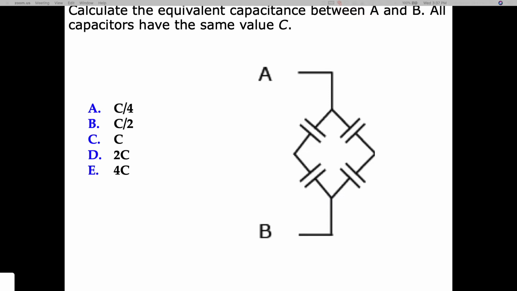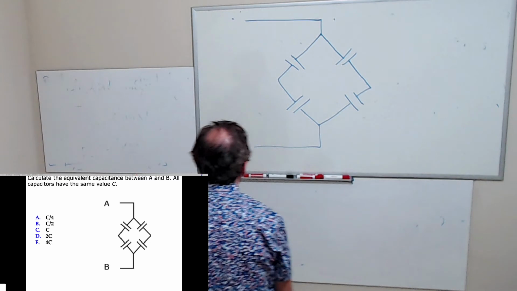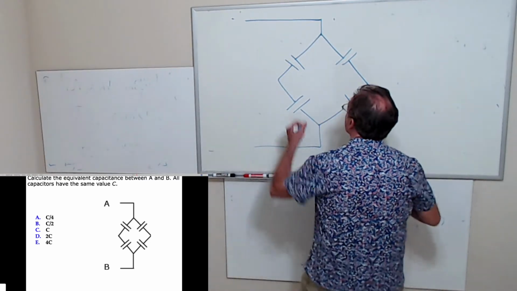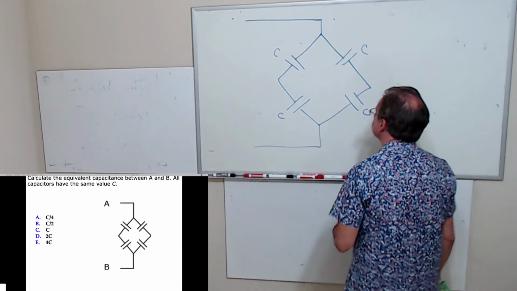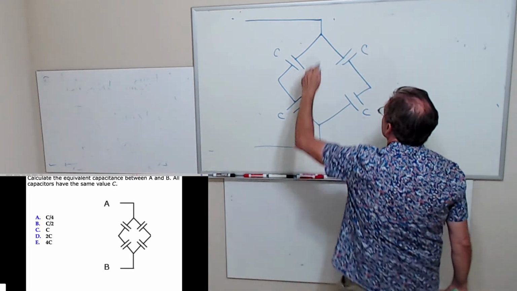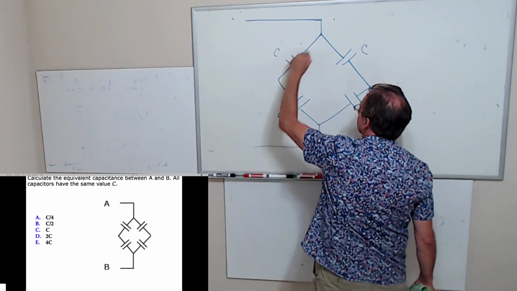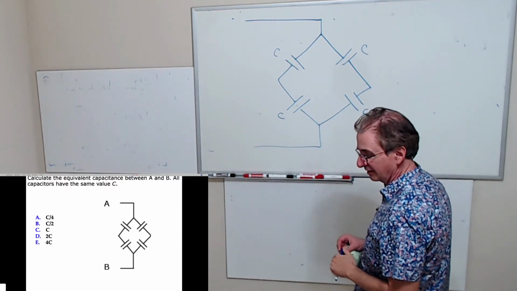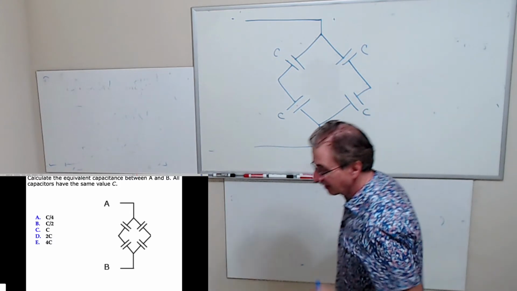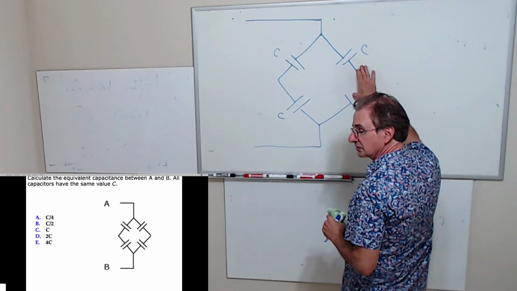Let me change the view. Okay, so I've drawn the problem on the board. All the capacitors have the same value. When you look at these two capacitors, how are they connected? This one and this one, one after the other. Yeah, they're connected in series. And then these two are connected in series also.